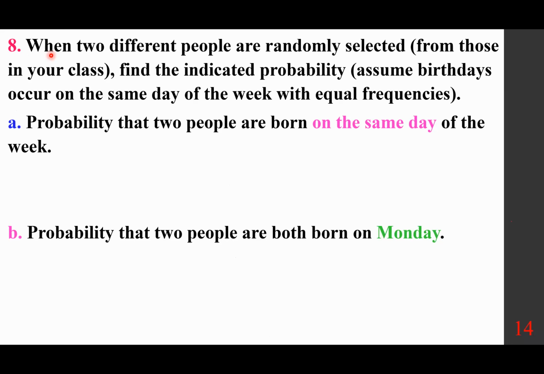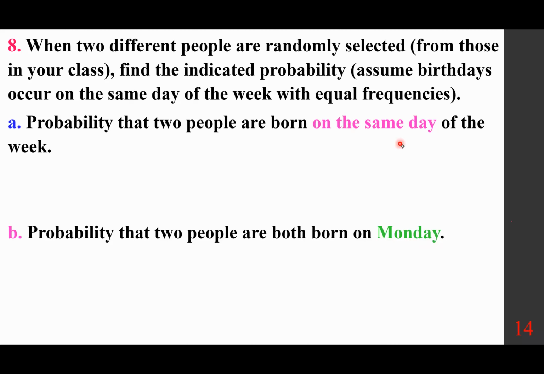When two different people are randomly selected from those in your class, find the indicated probability. Assume birthdays occur on the same day of the week with equal frequencies. Probability that two people are born on the same day of the week, and probability that two people are both born on Monday.